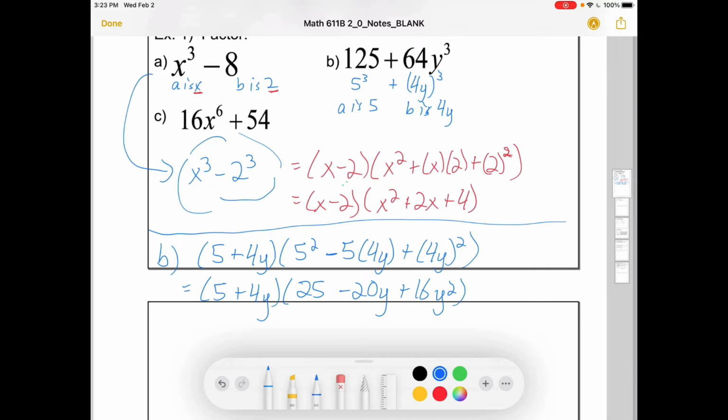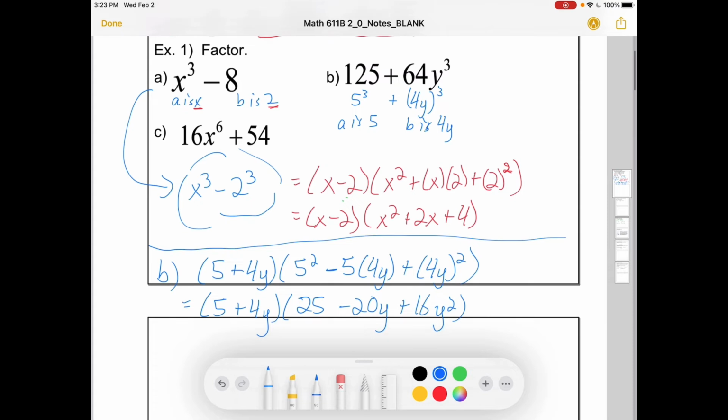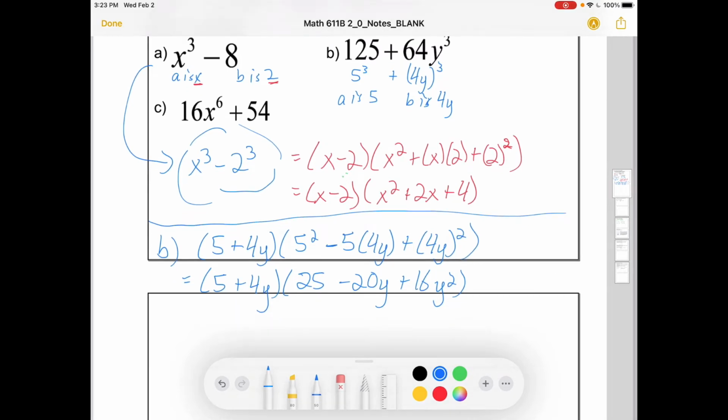And we can double check by FOILing it all out. I think it's going to work here. I think we did things correctly. As long as we choose correctly between sum and difference of cubes, the pluses and minuses will take care of themselves. So we'll do one last one.